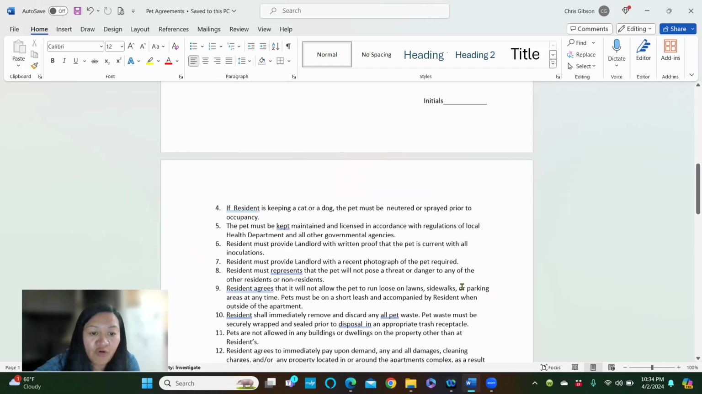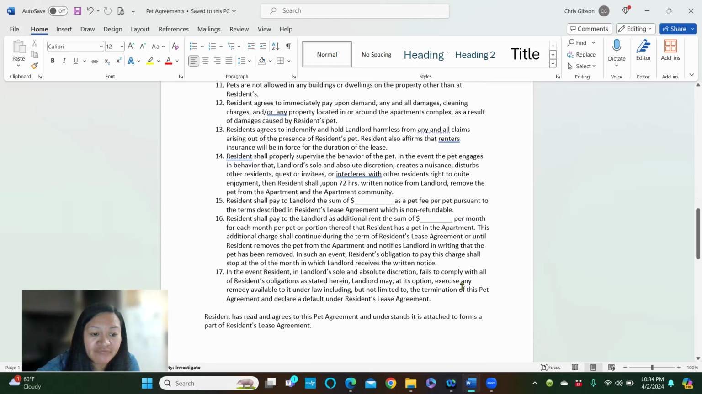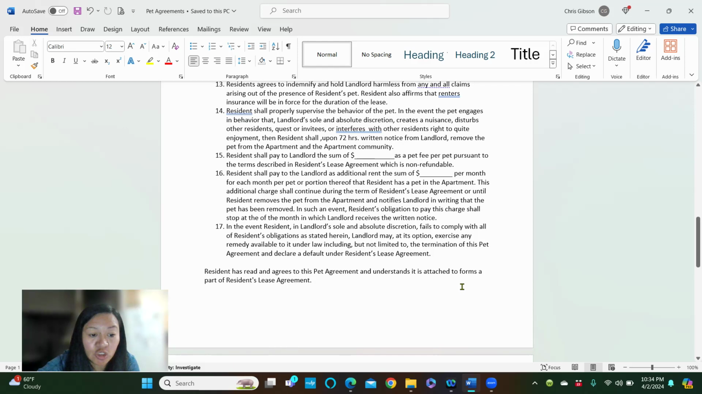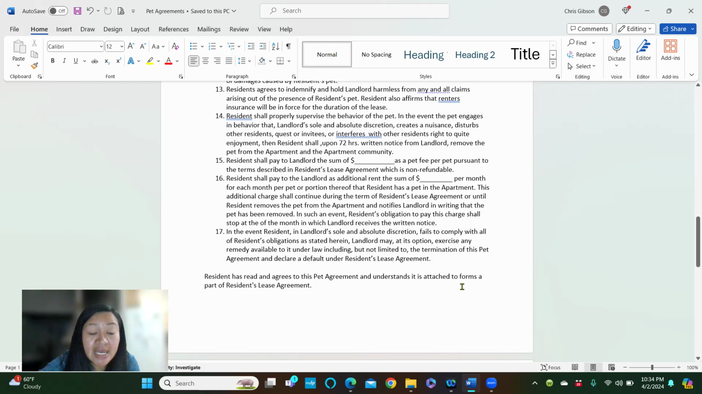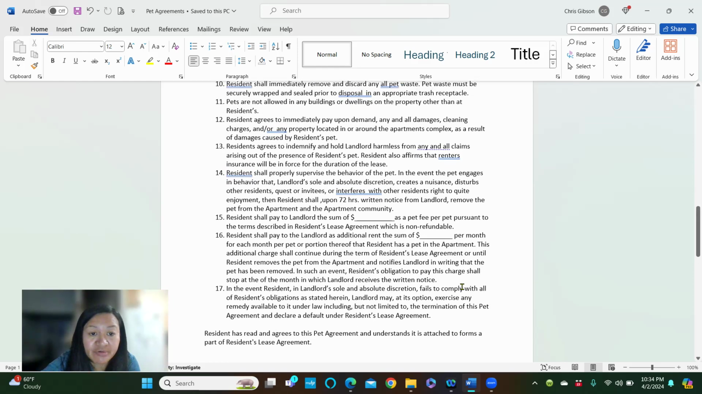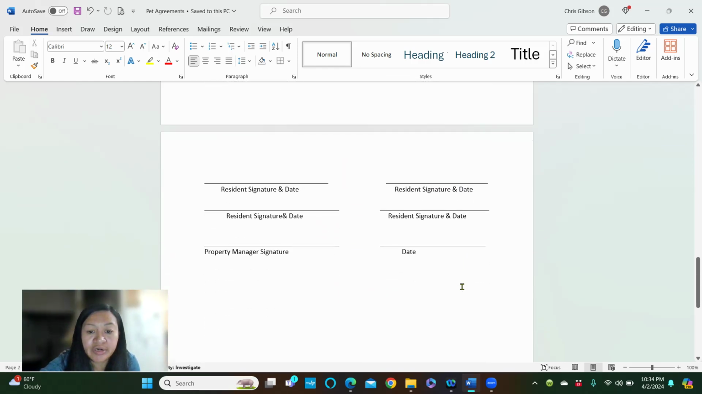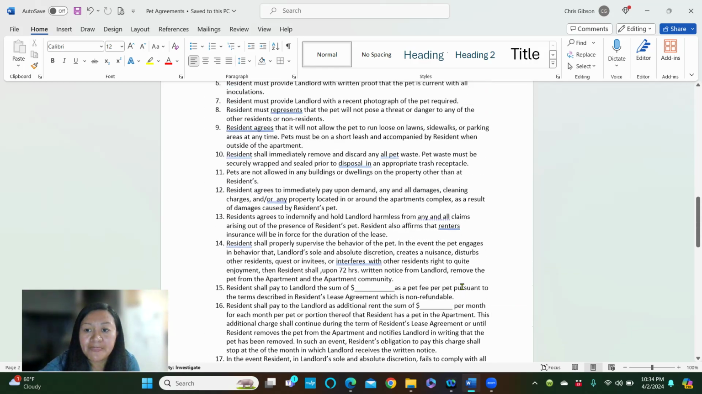Here are number 4, number 5, number 6, number 7, and so on up to 17. There are 17 terms and conditions in the pet agreement. And here, down below, is the signature.